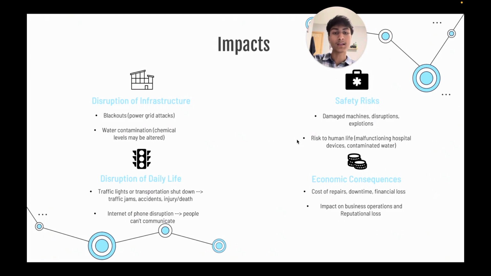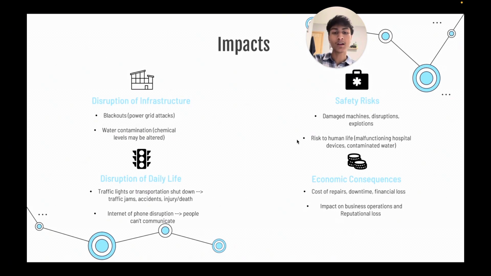Another impact is that it causes disruptions in daily life. For example, traffic signals may fail, public transportation could stop working, causing traffic jams, accidents, injuries, and death. People could also lose internet and communication access, which is a major disruption in people's daily lives.